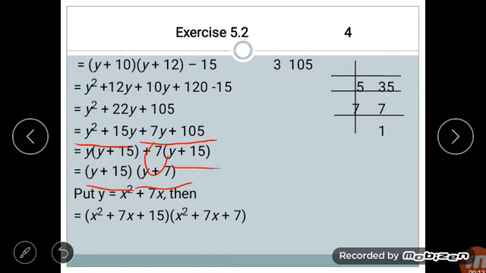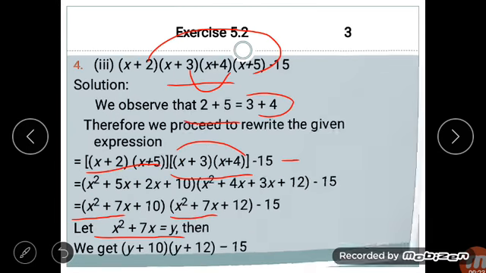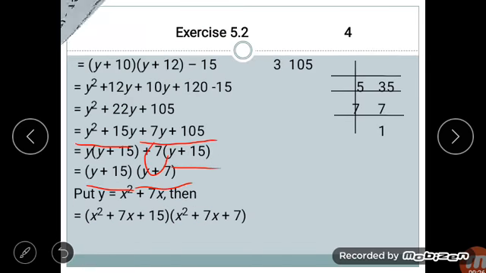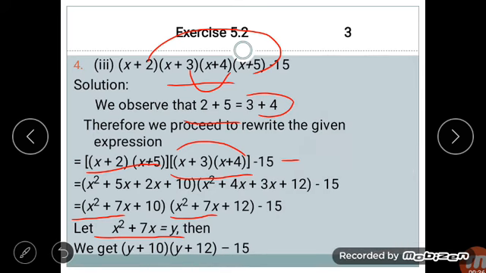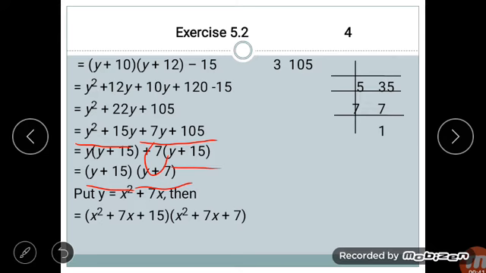Now, this is the factorized form, written in product form, but you are not going to leave your answer till here. Why? Because the original expression is in the x variable, and your answer here is in y, so you must write your answer in the x variable. So you are going to put back the value of y: here you let x square plus 7x equal to y, so you put again the value of y as x square plus 7x. This is the factorized form of the expression.